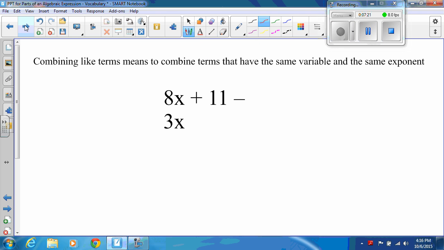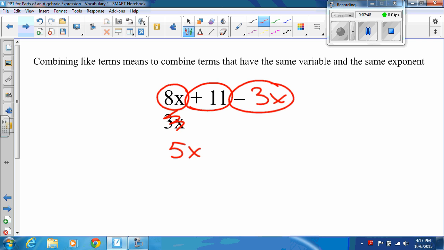Okay, combining like terms. I don't know what happened here, but this was supposed to say 8x plus 11 minus 3x, so let's not look at that there. All right, so again, combining like terms means to combine the terms that have the same variable and the same exponent. In this case, I have an 8x minus a 3x. Those are my terms that are the same. So again, I just look at the coefficients. 8 minus 3 is 5. That means I have 5x, and I still have this plus 11.